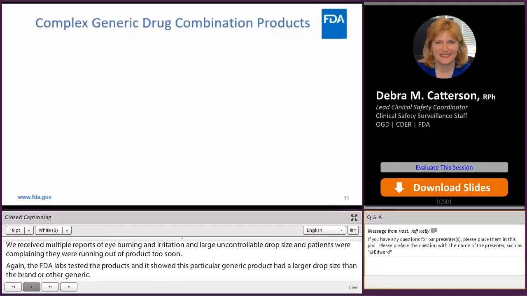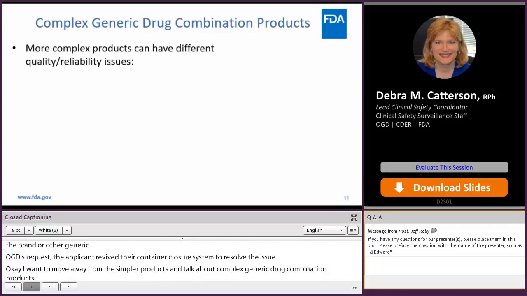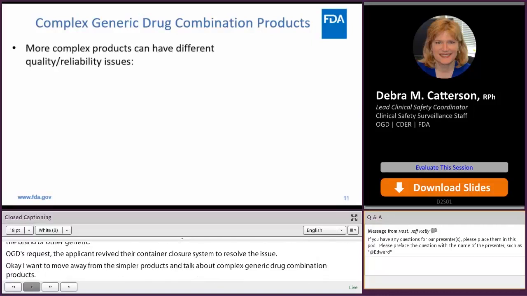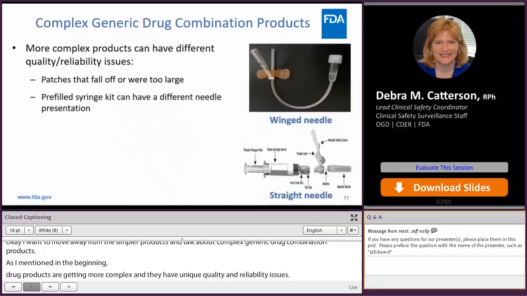Okay, so now I want to move away from the simpler products and talk about complex generic drug combination products. As I mentioned in the beginning, drug products are getting more complex and they have unique quality and reliability issues. For example, there may be problems with transdermal patches not sticking, or patients may complain that their patches are just too big. We also have situations where a drug and device are packaged together, and there may be a difference between the generic and brand products.